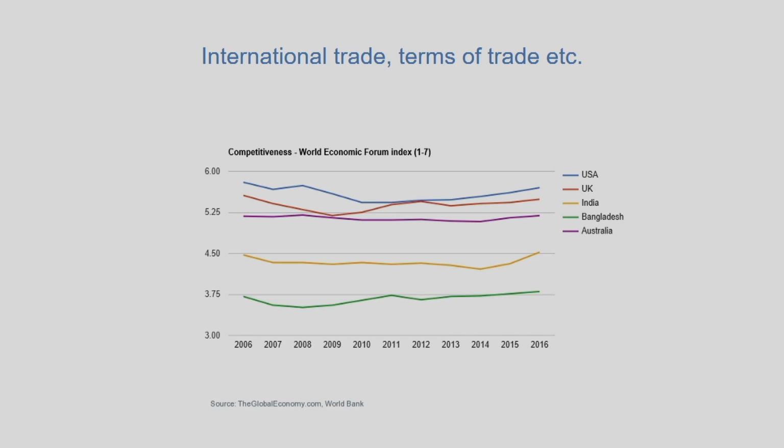And one of the summaries that can come from international trade and terms of trade is that developing countries are likely to have a high ratio of primary goods in their total exports. But as far as imports are concerned, there is significantly less variation.